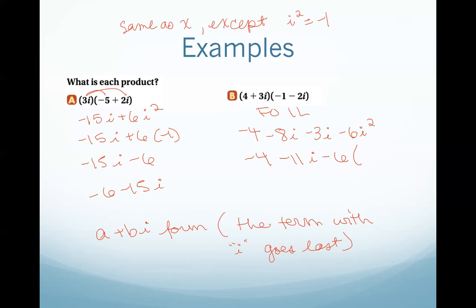The only difference from x is that i squared turns into a -1. So now I have -4 minus 11i plus 6. -4 plus 6 is 2 minus 11i. Remember, we want to write the i last.